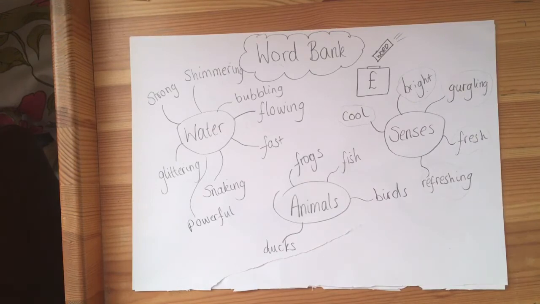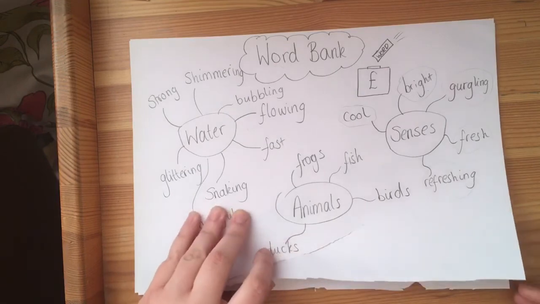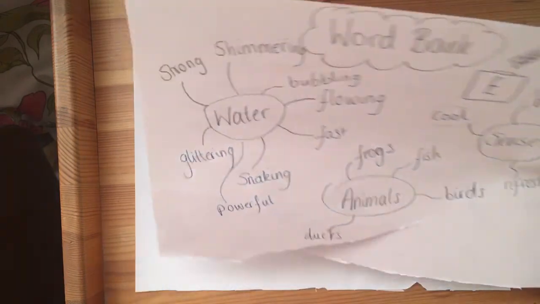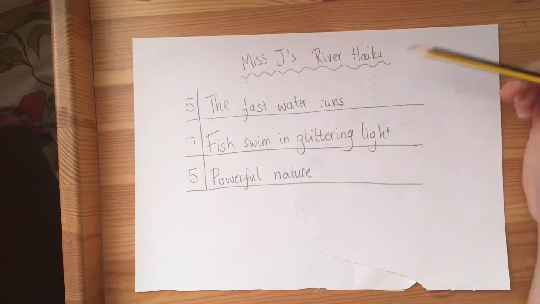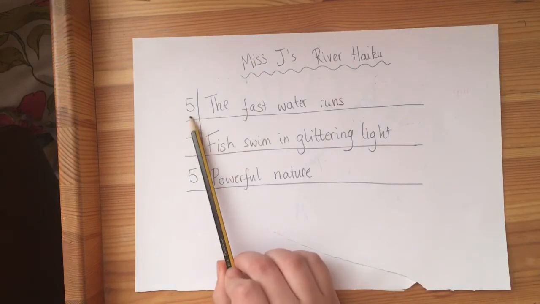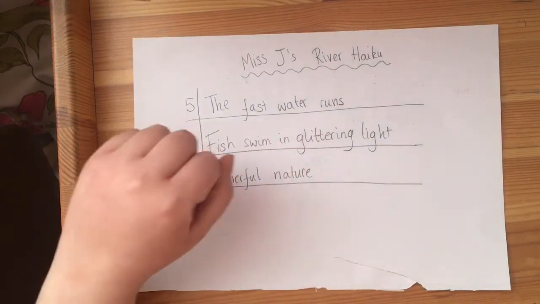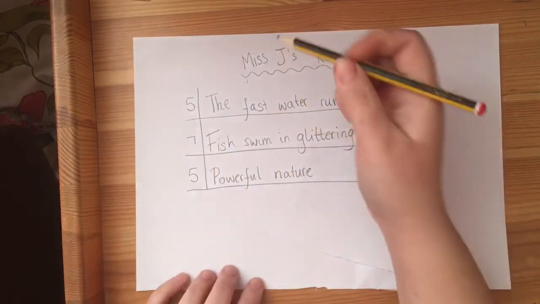And now you see what I mean about it being really hard to just pick a few syllables to describe a river. But I've managed to pick my favourite ones. Yours might be completely different, but I've got Miss J's River Haiku here. So my first line, I've got, the fast water runs. Now I can check that this is the right amount of syllables.